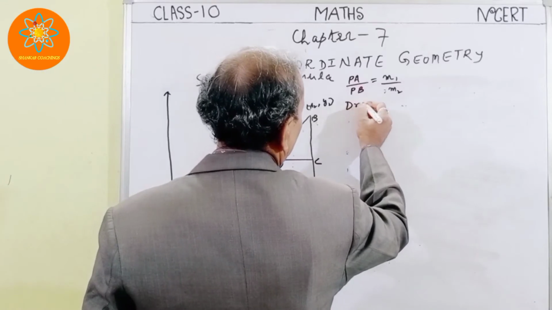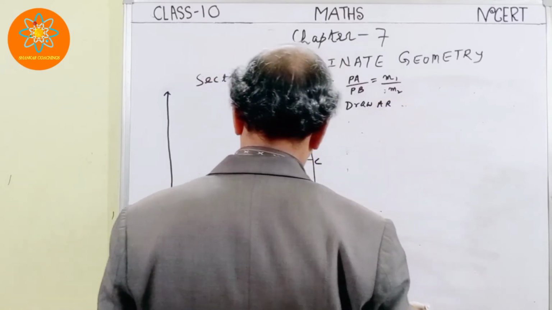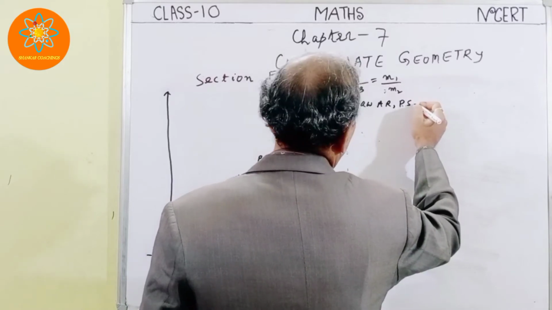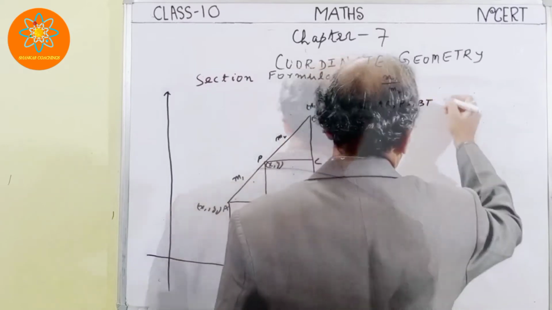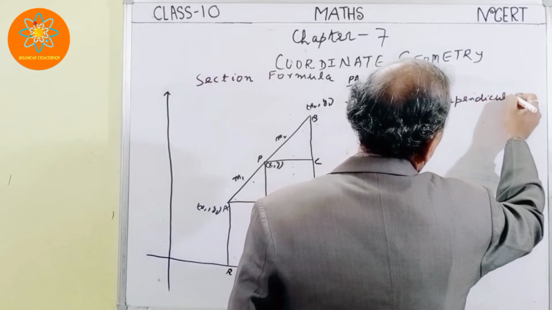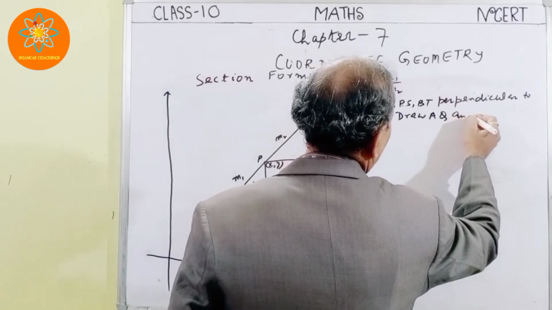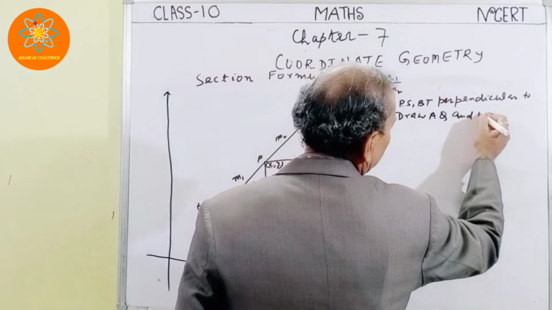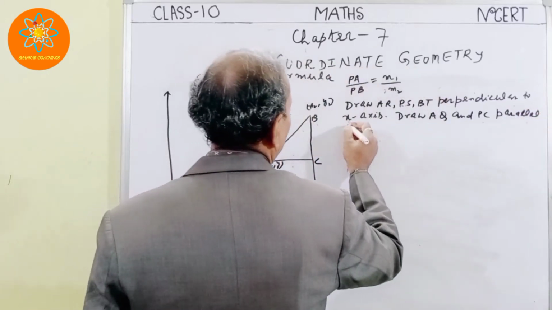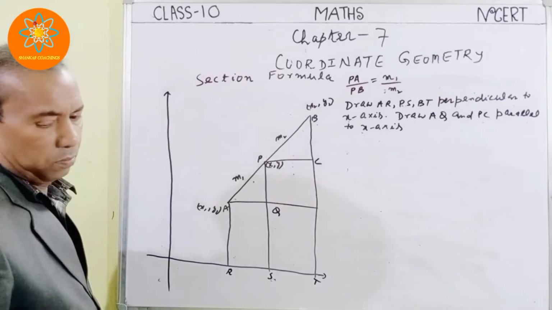If we draw AR, PS, and BT perpendicular to the X axis, and draw AQ and PC parallel to the X axis.